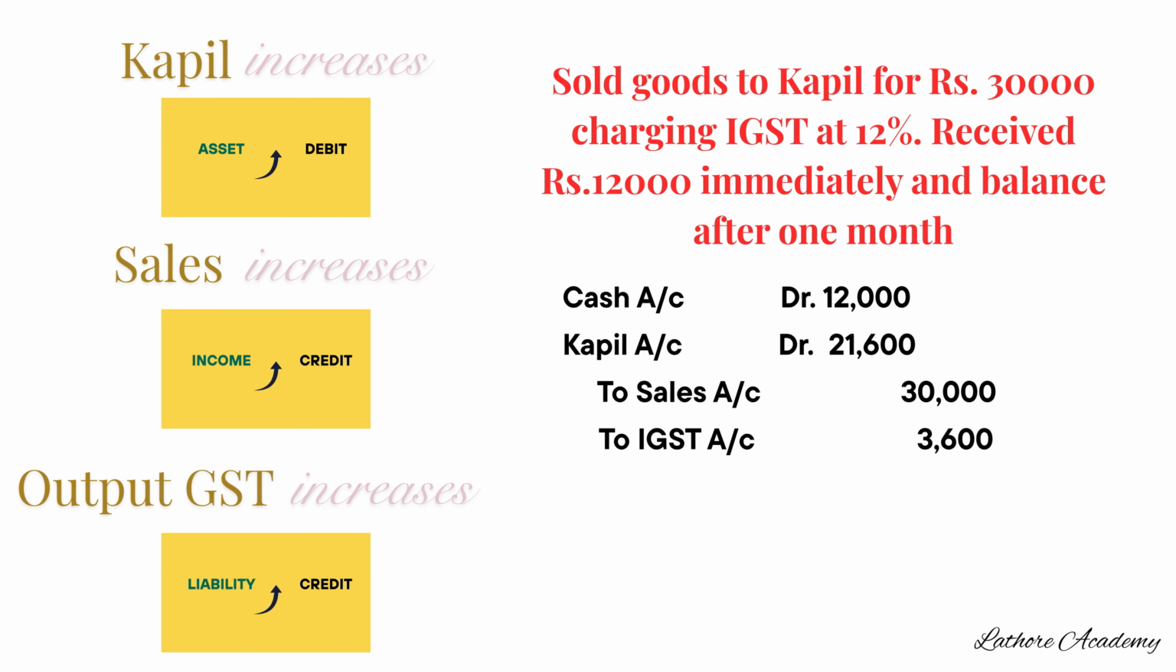So the journal entry will be cash account debit 12,000 because we are receiving it immediately, and Kapil account we have to debit the balance 21,600, to sales account 30,000 and to IGST account 3,600. So here we have to calculate the sale value and GST, 30,000 plus 3,600, 33,600, out of which he is paying 12,000 and the balance will become an asset as debtors.